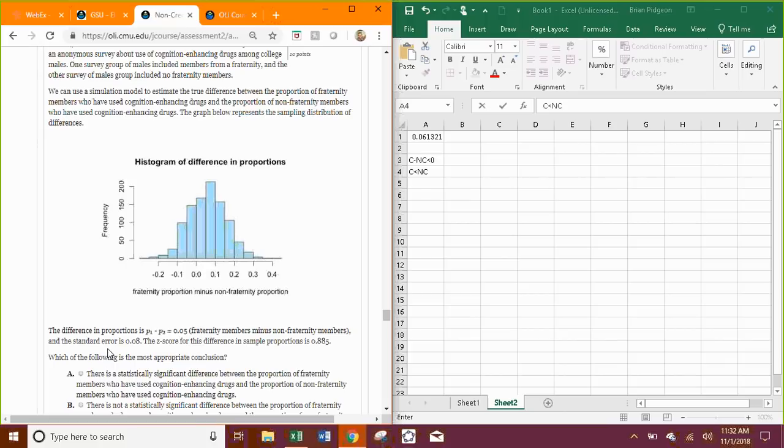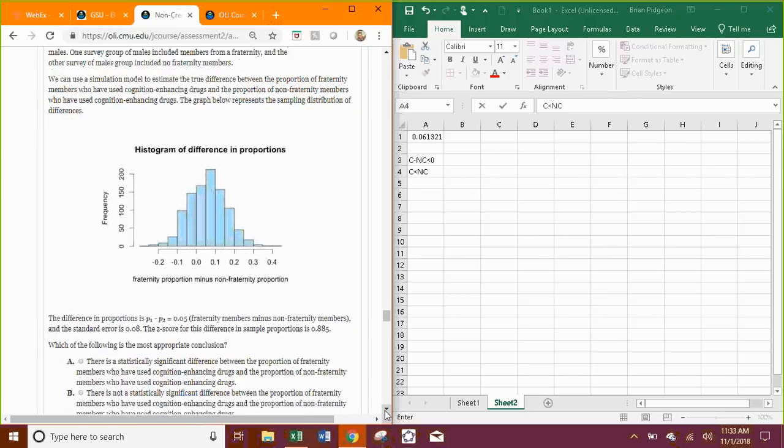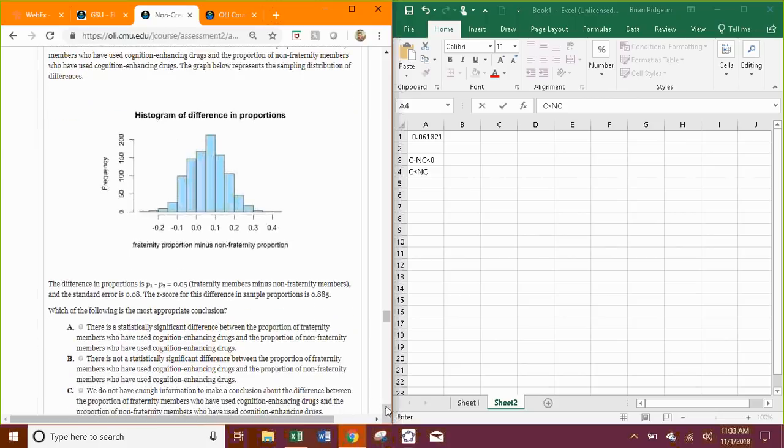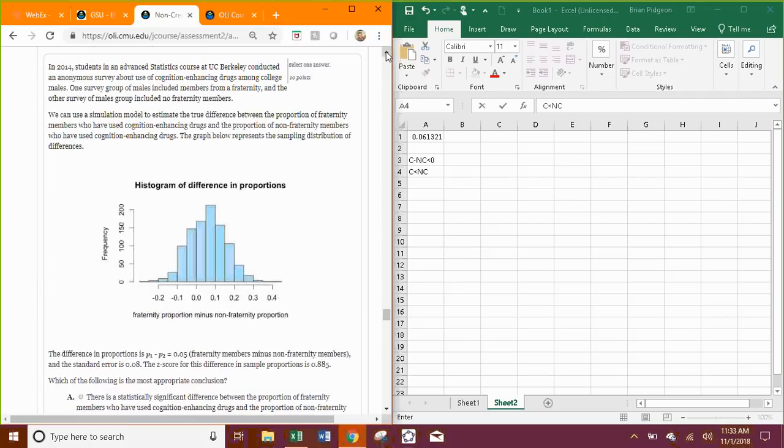All right. We have a sampling distribution. The difference in proportions is 0.05, the standard error is 0.08, and the z-score is 0.885. So it gives us a z-score.